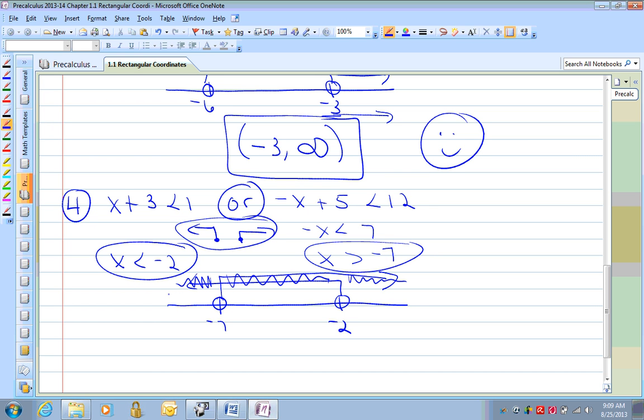So that means it looks like everything is covered, and in this case it's a special situation where you could say that it's all real numbers, or preferably interval notation, which would be negative infinity to positive infinity.